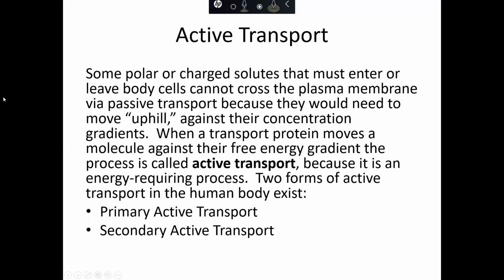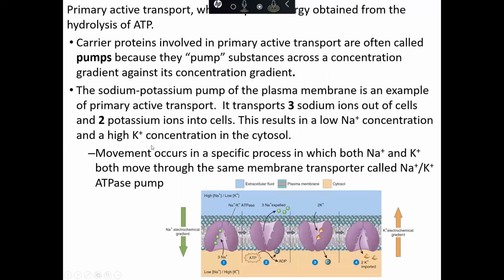Now we're going to talk about active transport. Some polar or charged solutes that must enter or leave body cells cannot cross the plasma membrane via passive transport because they would need to move uphill, which means they're going against their concentration gradients. In other words, we're going from low to high. When a transport protein moves a molecule against its free energy gradient, the process is called active transport because it is an energy requiring process. And we're going to talk here first about primary active transport.